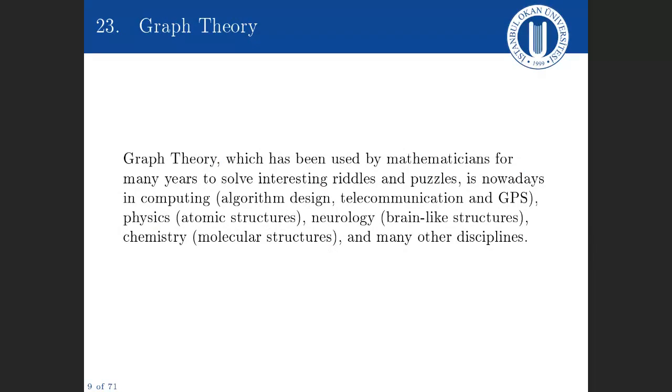Graph theory, which was originally used by mathematicians for many years just to solve riddles and puzzles like the Konigsberg bridge problem, is nowadays used in computing, in physics, in neurology, in chemistry, and many other disciplines. Like many types of mathematics, it started just as an interesting thing to think about or a way to solve problems, but now it has many, many uses.